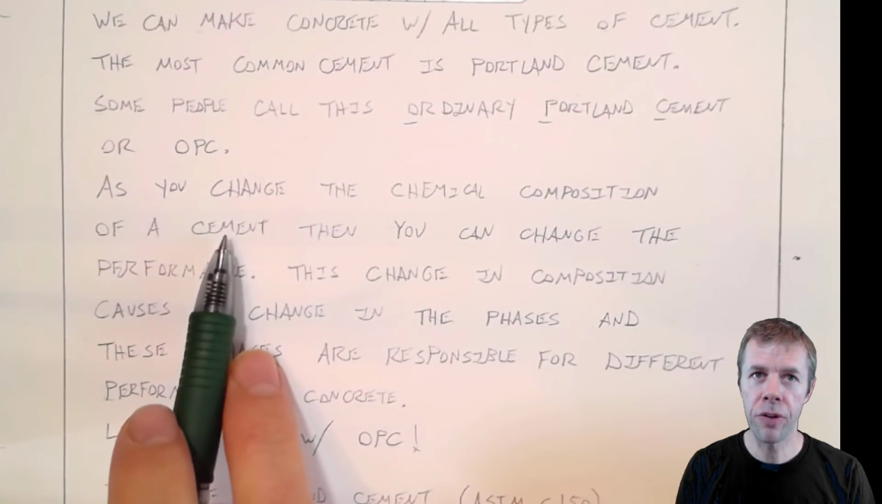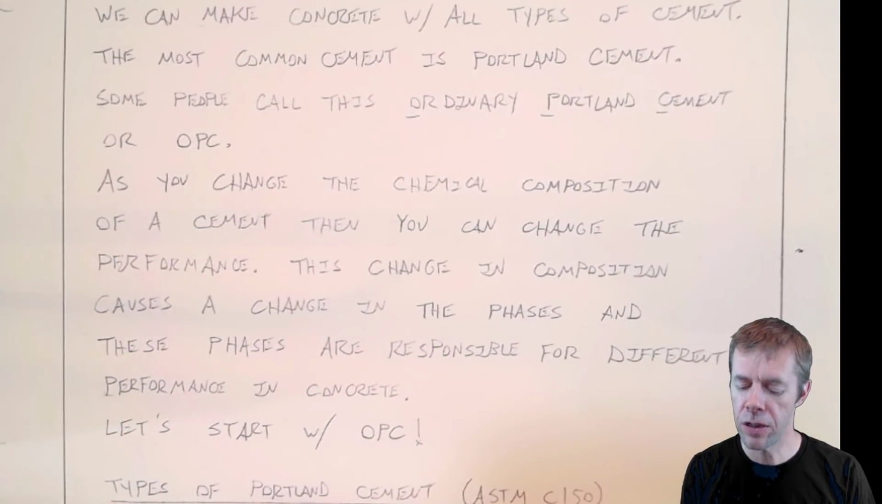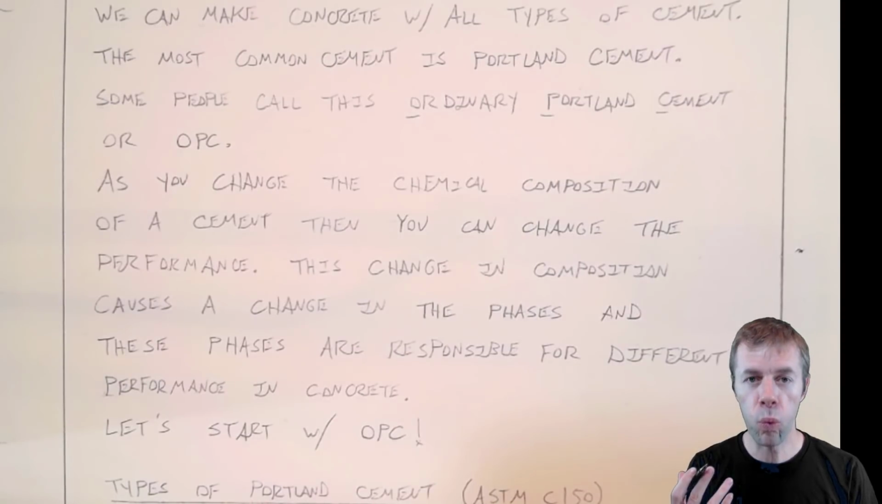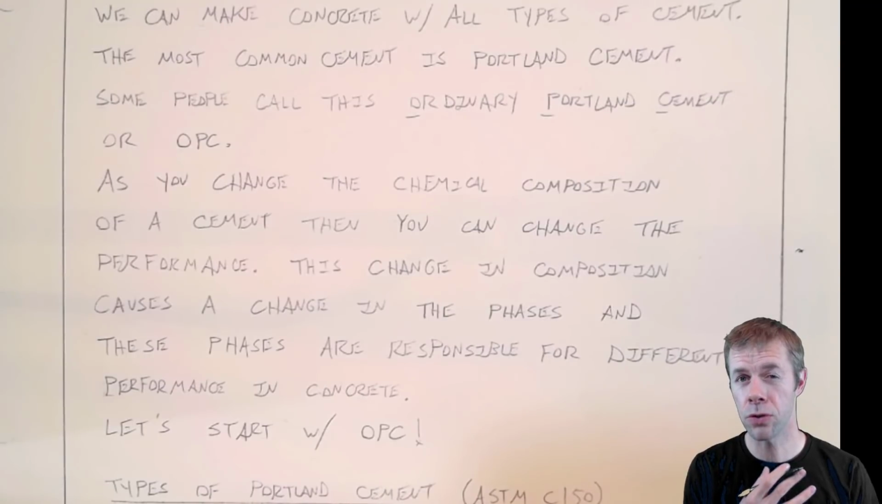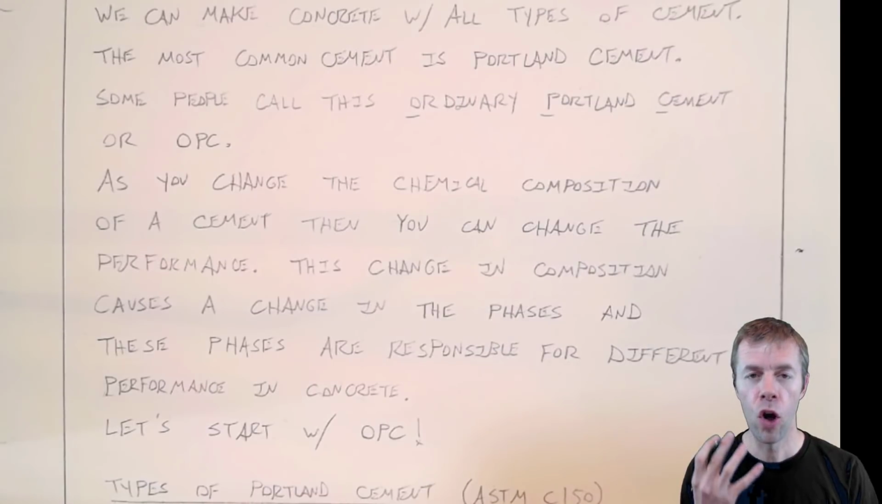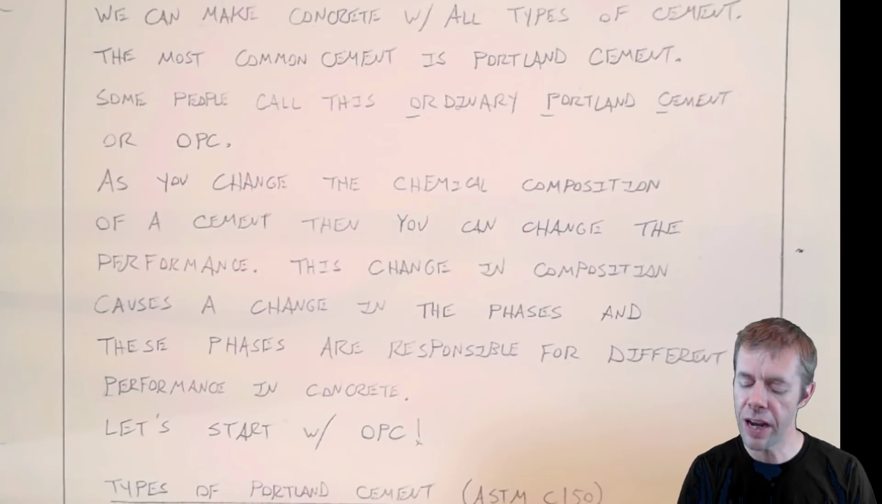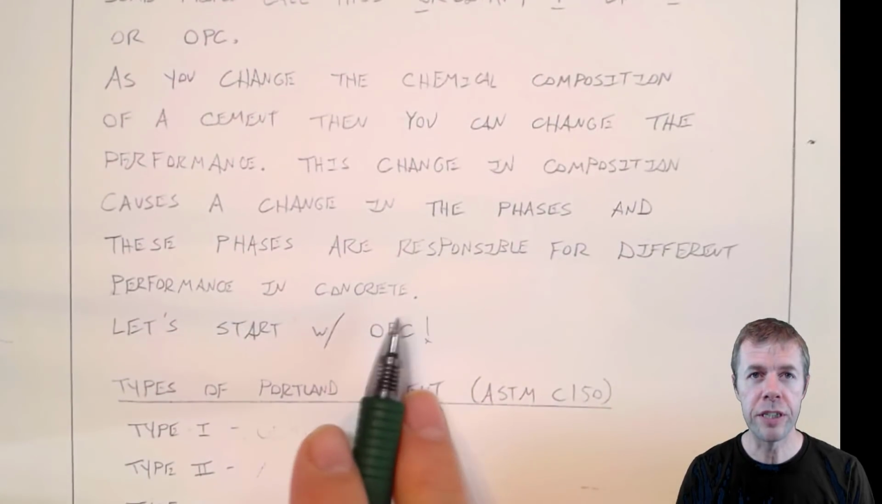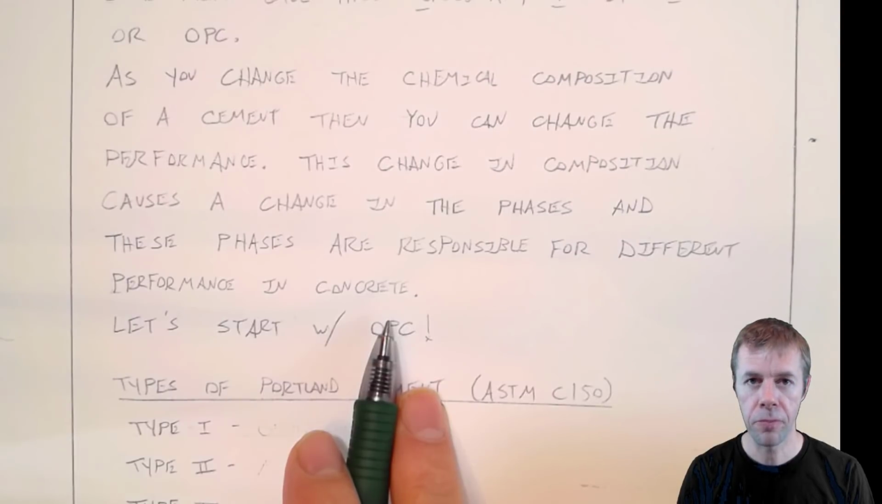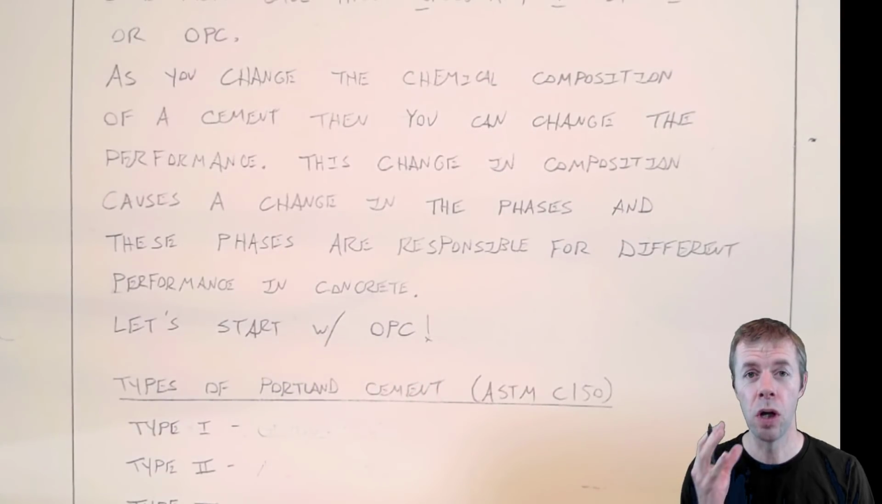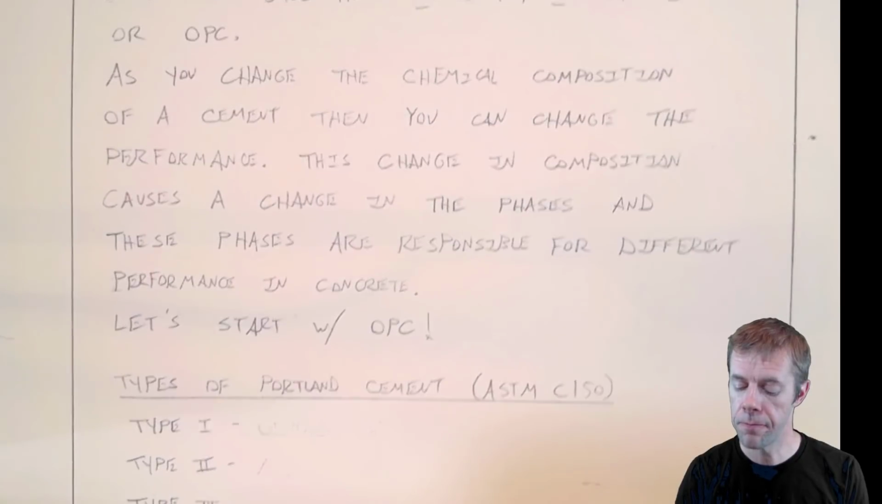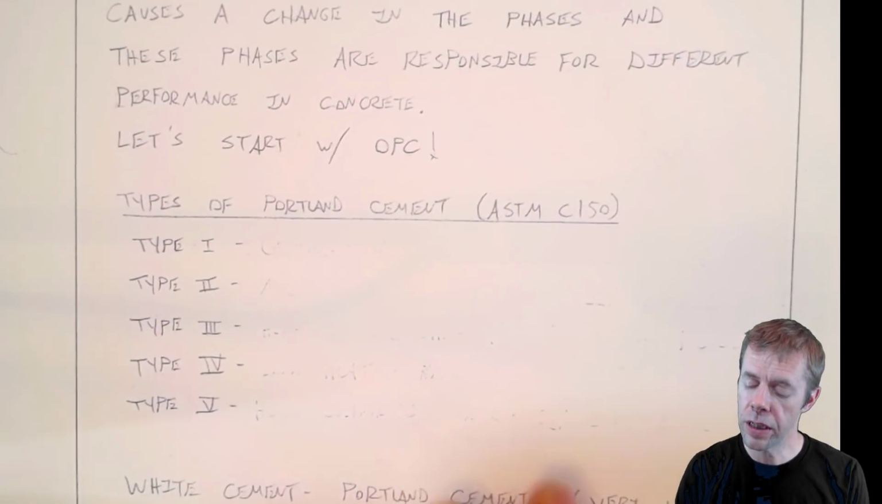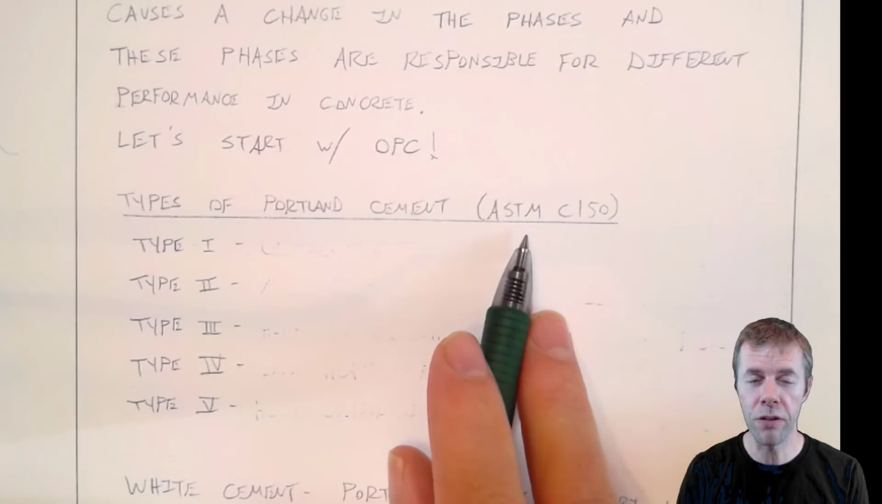As you change the chemical composition of a cement, then you can change the performance. It's kind of like when we're making cement, as we've talked about before, if you change the chemistry of the materials that are going in or the amounts of different components coming in, you create a cement with different composition, different actually phases. And these phases can be responsible for different performances in the concrete. Now let's start out with really simple OPC. OPC is traditionally characterized with ASTM C150.